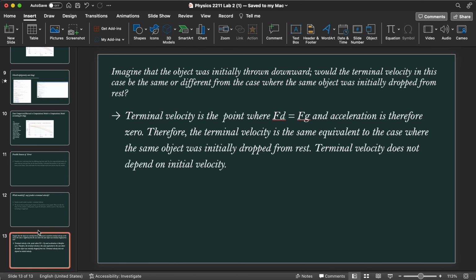Imagine if the object was initially thrown downward. Would the terminal velocity in this case be the same or different from the case where the same object was initially dropped from rest? Terminal velocity is the point where drag force is equal to gravitational force and acceleration is therefore zero. Therefore, the terminal velocity is the same and is equivalent to the case where the same object was initially dropped from rest. Terminal velocity does not depend on initial velocity.